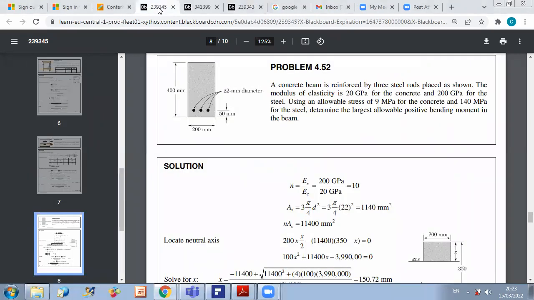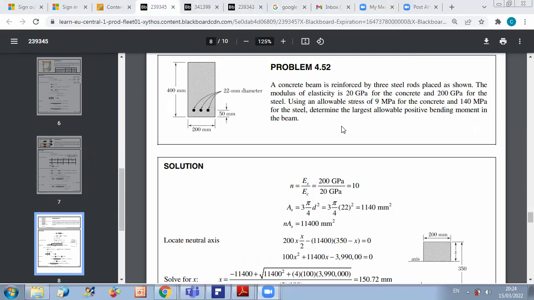We have the following problem. A concrete beam is reinforced by 3 steel rods placed as shown in the figure. The modulus of elasticity is 20 gigapascal for the concrete and 200 gigapascal for the steel. Using an allowable stress of 9 megapascal for the concrete and 140 megapascal for the steel, determine the largest allowable positive bending moment in the beam.